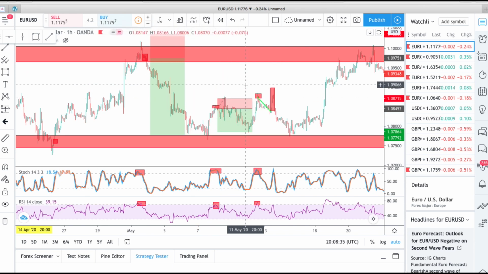But these are just confirmation indicators. Always remember to draw your support and resistance. Use these to help you to find the turning points. You already know the turning points. These will help you to refine the trades to find better entry and better timing.